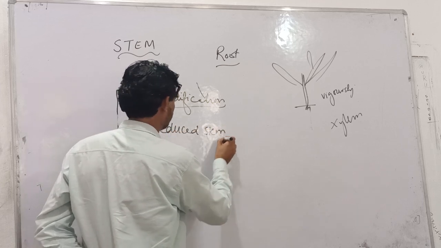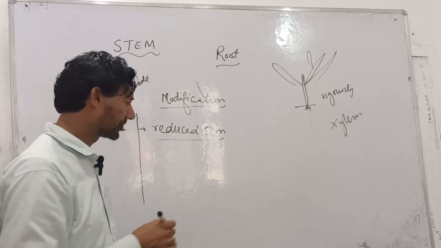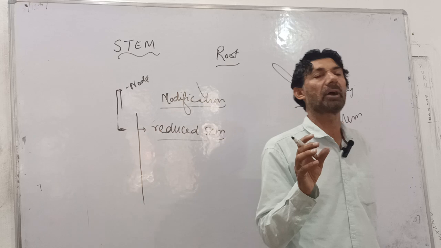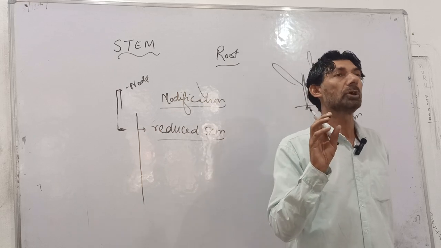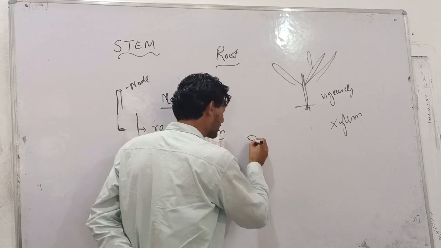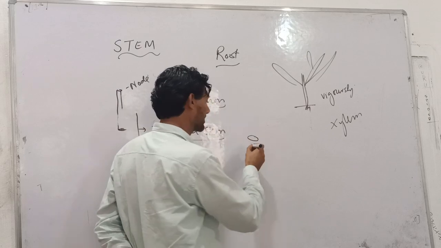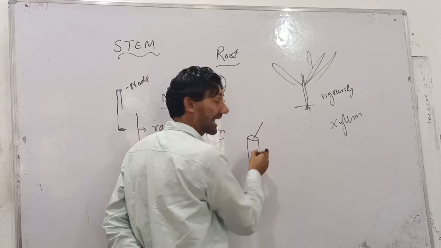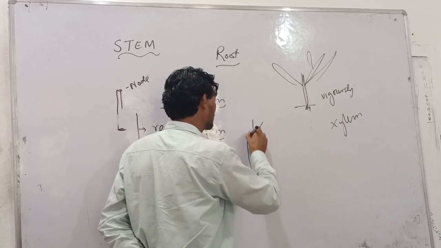Reduced stem. One is called as reduced stem. Remember, in root modifications we studied roots that store food material. Similarly, the stem is reduced in the form of a disc-like structure. For example, carrot, radish.